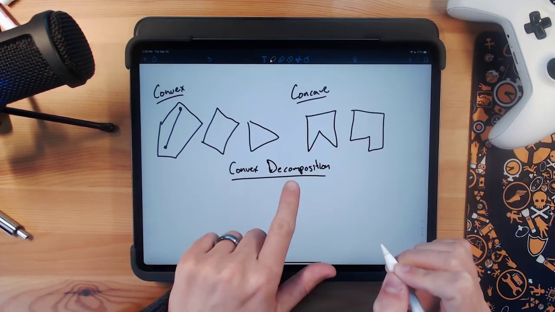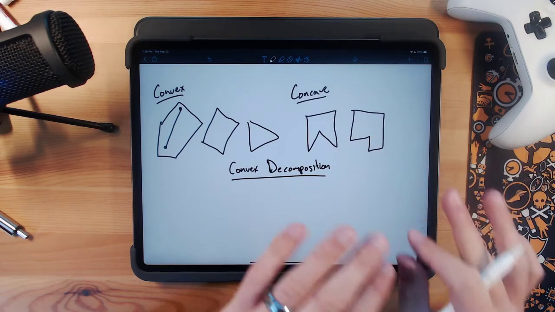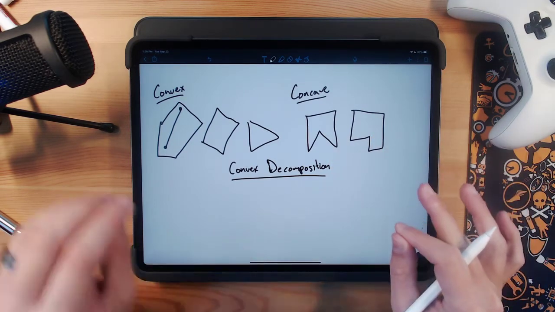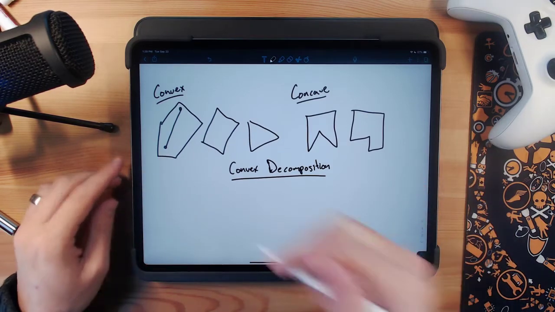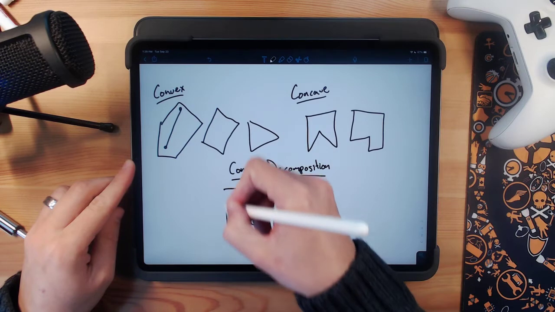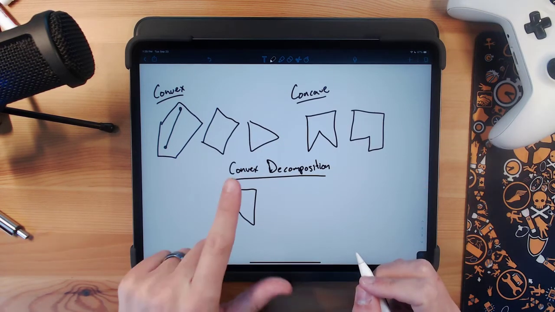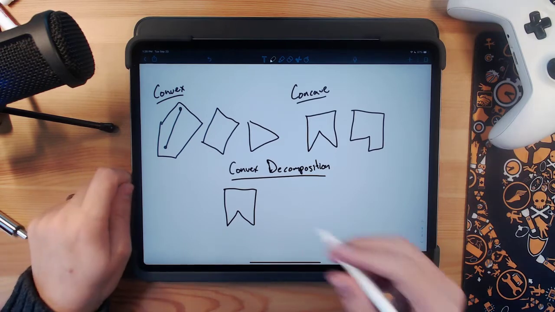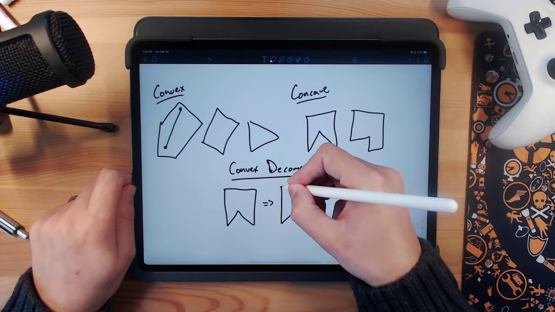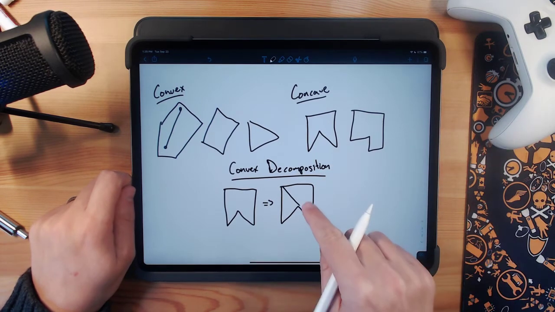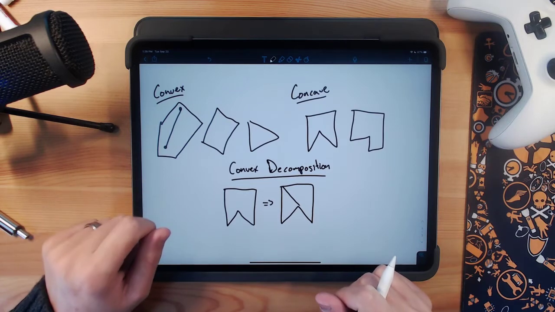Convex decomposition is the process of going from a concave polygon or set of polygons and converting them into convex polygons that represent the same shape. As an example, if we run this polygon, which is currently concave, through convex decomposition logic, we might end up with something that looks like that, where now it is represented by two shapes, both of which are convex.